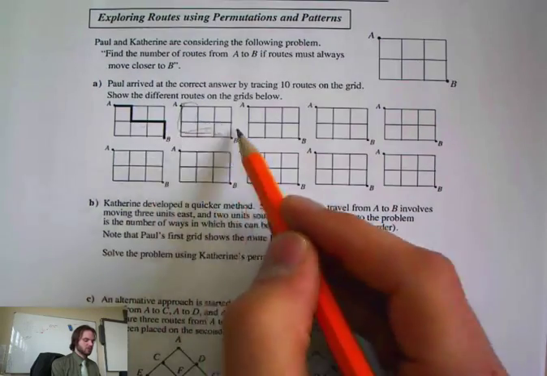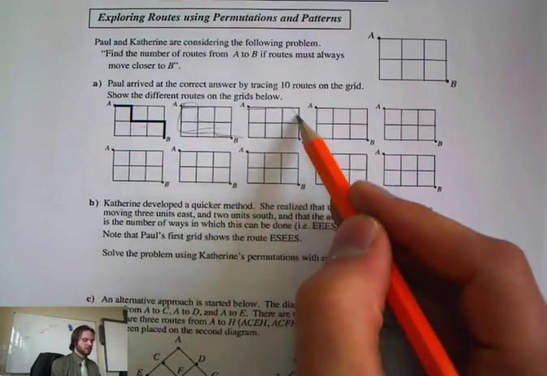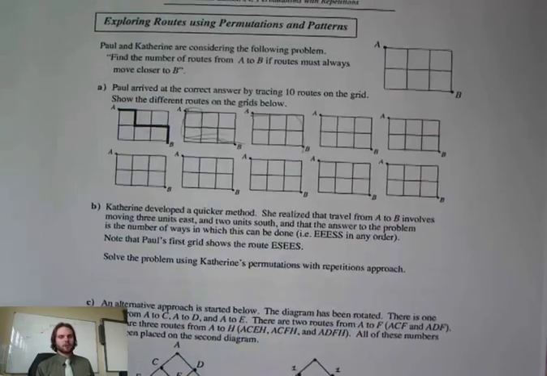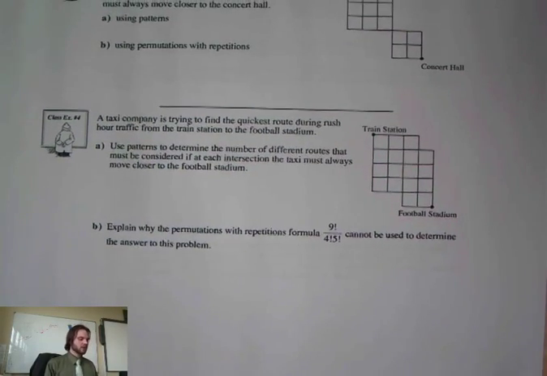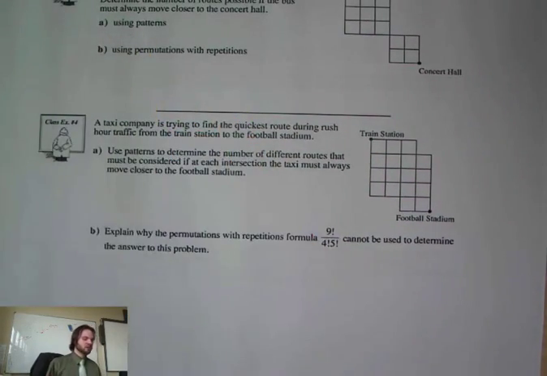Here's one root, 2 roots, 3 roots, 4 roots, and it would go on forever and ever. We could find so many roots, it would take a long time. The easy way of doing this, there's 2 ways of doing this. We could do it using patterns or permutations with repetition.